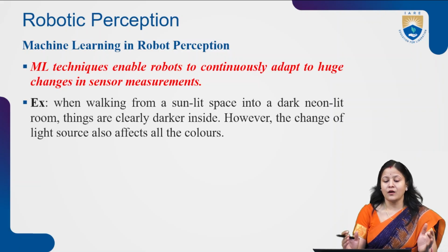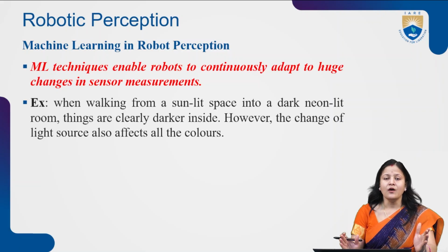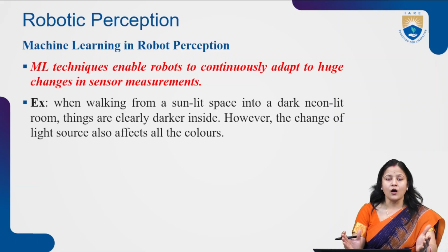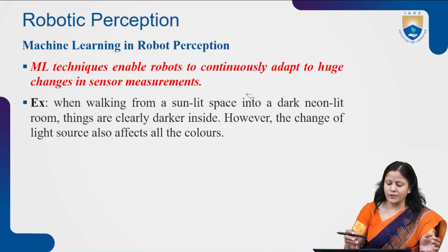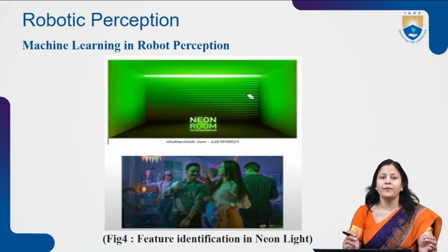For example, now I will show you a classic example of how machine learning works, almost similar to how our brain works. When walking from a sunlit space into a dark neon lit room, things are clearly darkened inside. However, the change of light source also affects all the colors. Let me show the example in the form of a picture.